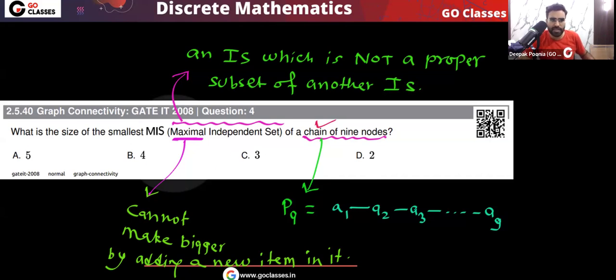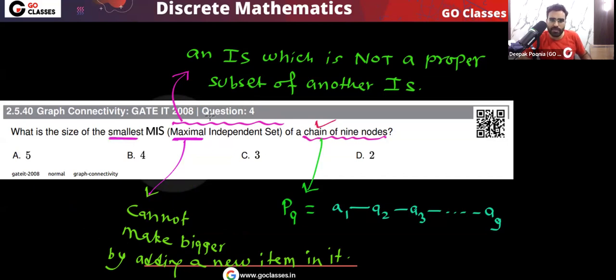So the definition of maximal independent set means that this is an independent set which is not a proper subset of another independent set. Or I can say that it is an independent set in which we cannot add a new item without losing the independent set property. Or I can say that it is an independent set that cannot be made bigger by adding a new item in it. I hope you understood. Now we need the maximal independent set which is smallest.